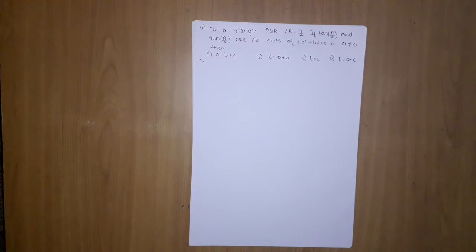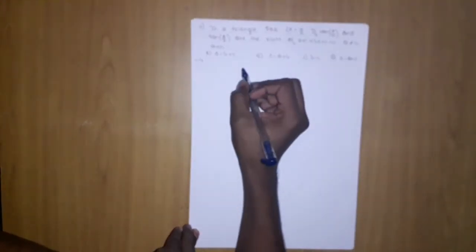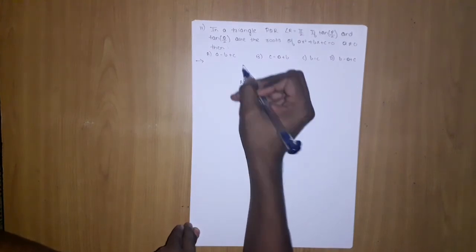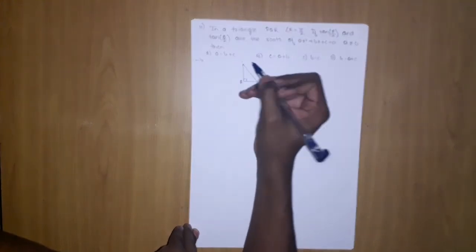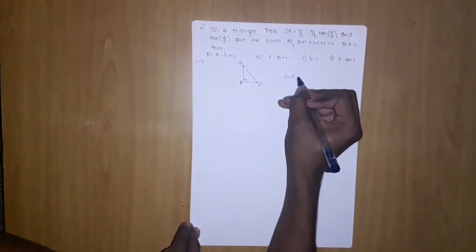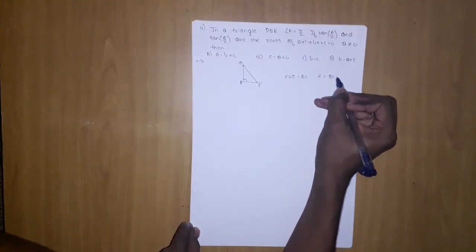Okay, the question says: in a triangle PQR, angle R equals pi by 2. If tan(p/2) and tan(q/2) are the roots of ax² + bx + c = 0, a not equal to 0, then... Now we know angle R is a right angle, so it is a right angle triangle. Let the other angles be p and q. Now p plus q should be 90, this is the basic thing, as R equals 90 or pi by 2.